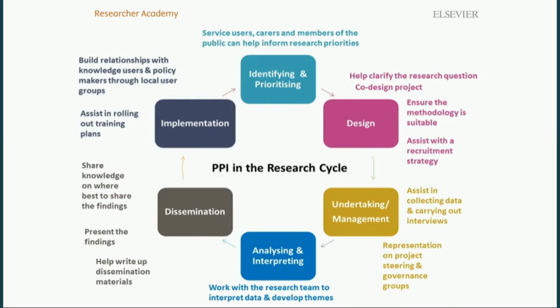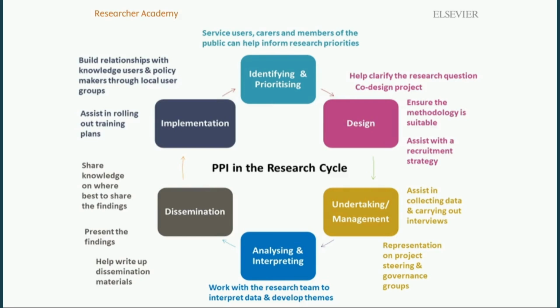So now I want to take a look at PPI in the research cycle and where you can bring PPI into your research. You can bring it into every stage of the research cycle. Right there at the top, at the very beginning, is when you're identifying and prioritizing your research questions. Service users, carers, and members of the public can help inform those research priorities. And then when you move on to actually designing the research, they can help clarify the research question. It may actually be a co-design project where you're bringing your PPI team member along at every step of the way. A PPI team member can ensure the methodology is suitable. They can assist with your recruitment strategy.